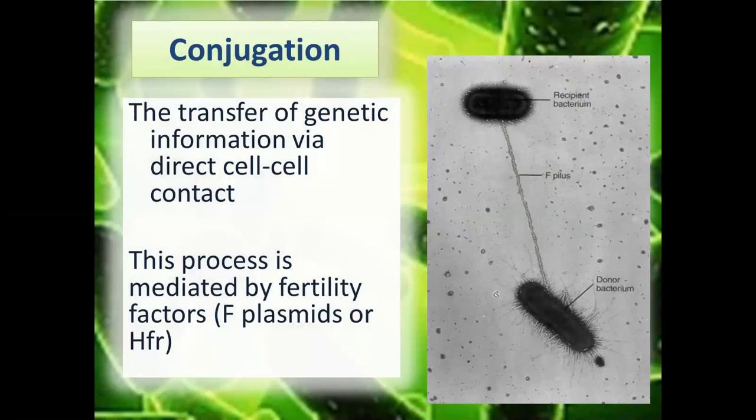Another way of genetic transfer is conjugation. Transfer of genetic information via direct cell-to-cell contact, and this process is mediated by fertility factor. The donor cell must possess F plasmid, or F plasmid integrated into chromosome and named HFR. And here you see the electron micrograph of the process of conjugation. This is a donor bacteria possessing F plasmid, and if it has F plasmid, it also produces F pilus, or sex pili, to transfer the DNA to the recipient cell.